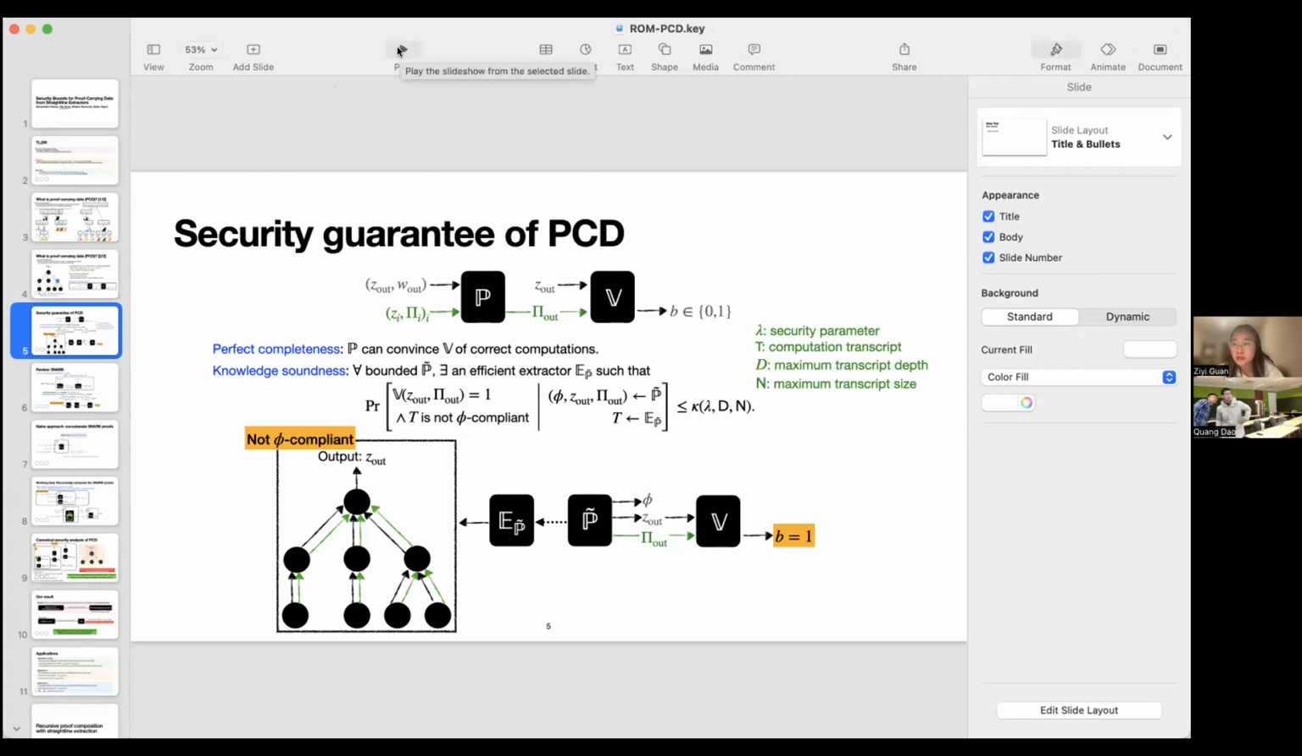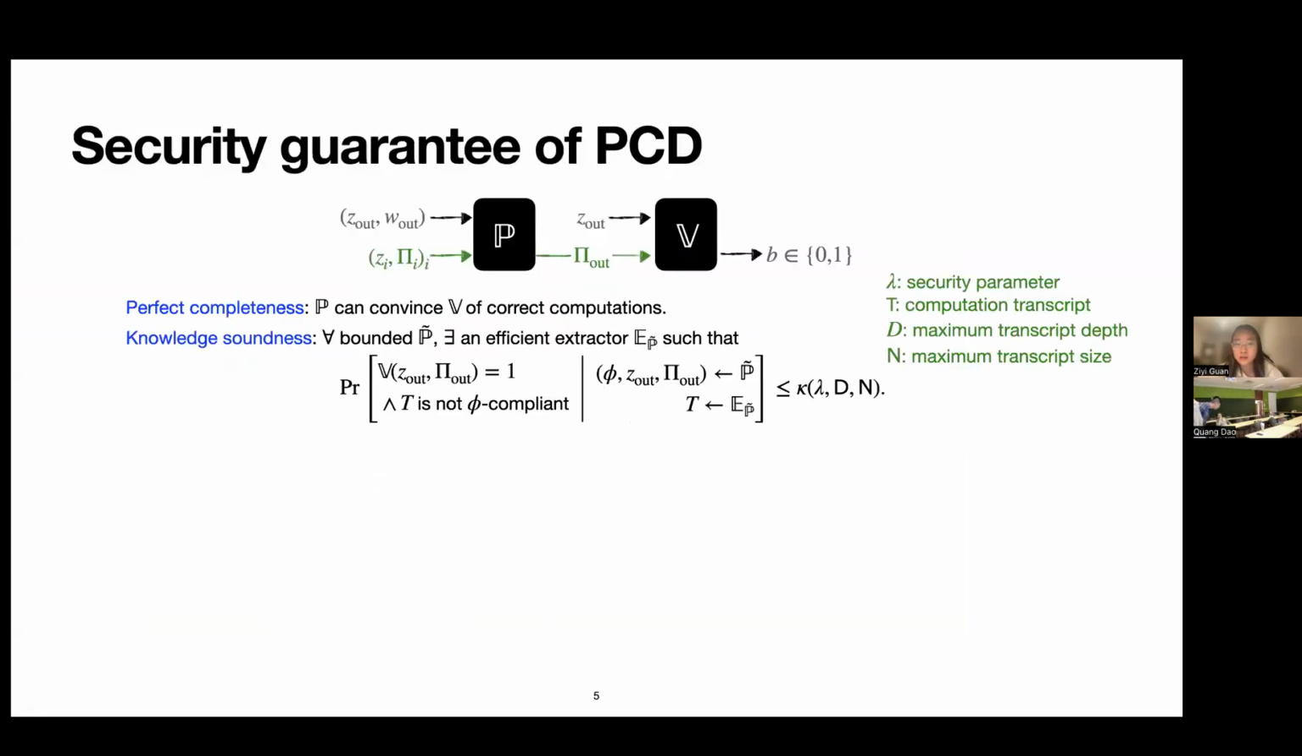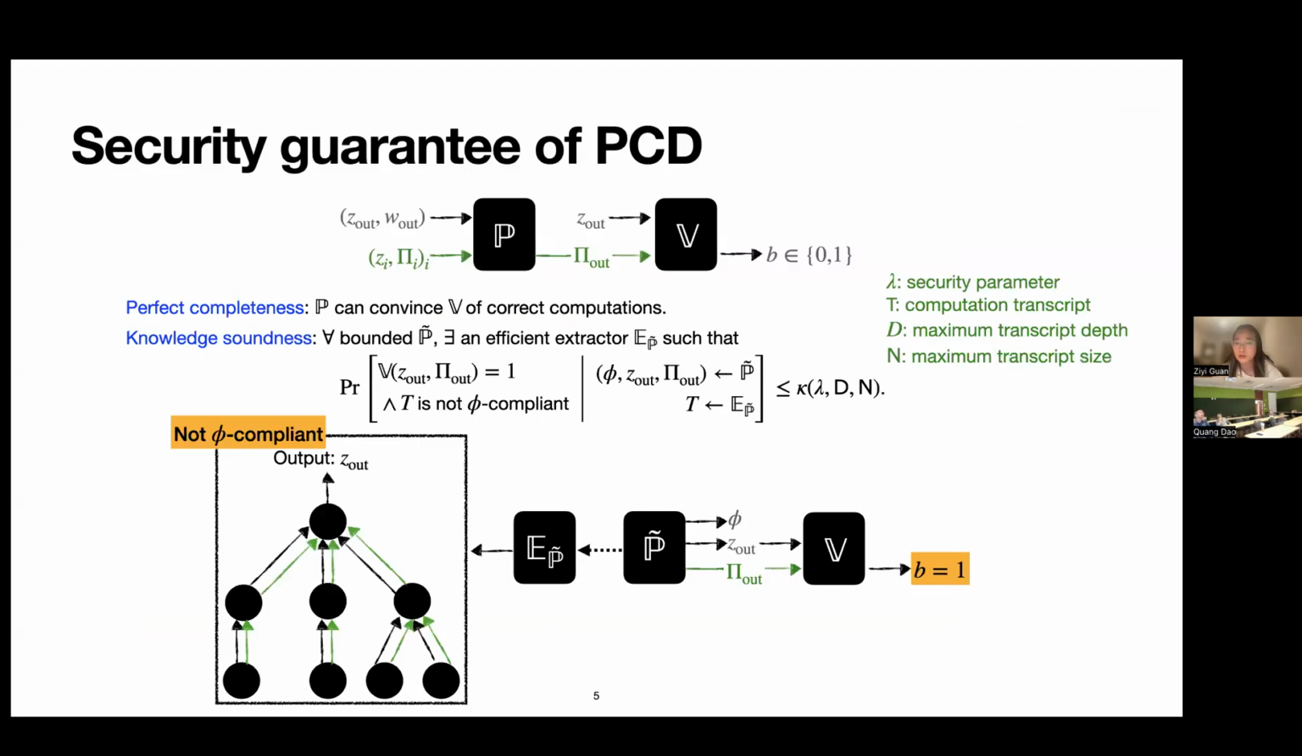I'm just wondering if your definition will include the zero knowledge property. Not really. In this work, we don't really talk about zero knowledge. Okay, go ahead. Is zero knowledge easily achievable within PCD? Actually, there might be a caveat.